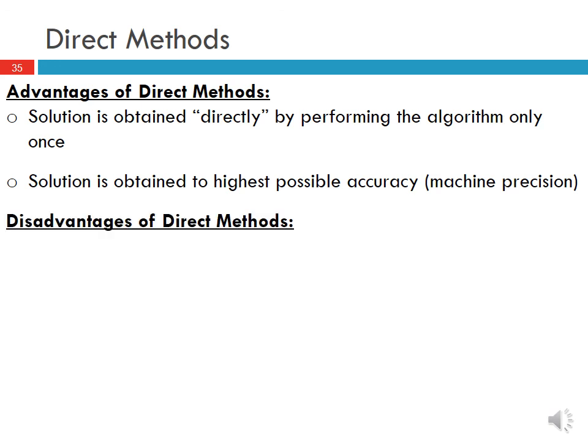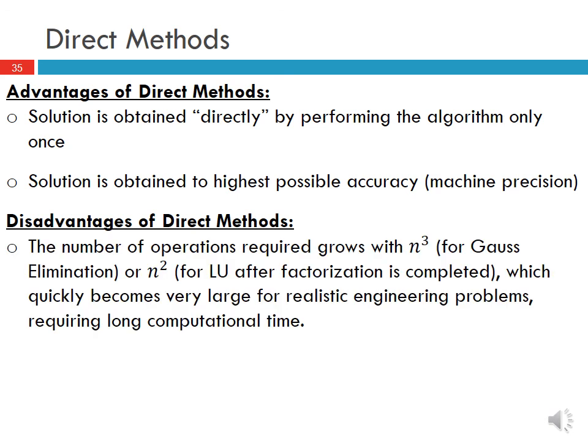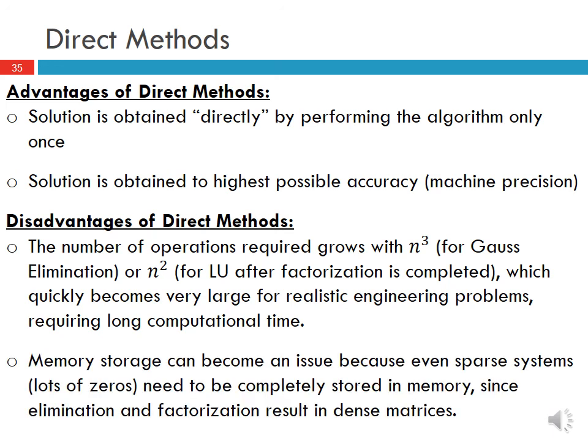The disadvantages of direct methods are that the number of operations required grows with n to the power of 3 for Gauss elimination or n to the power of 2 for the LU decomposition after the factorization is completed. So this can quickly become very large for realistic engineering problems, which would require a long computational time. The other disadvantage is that memory storage can become an issue because even sparse systems, which have lots of zeros in them, need to be completely stored in memory, since elimination and factorization both result in dense matrices.